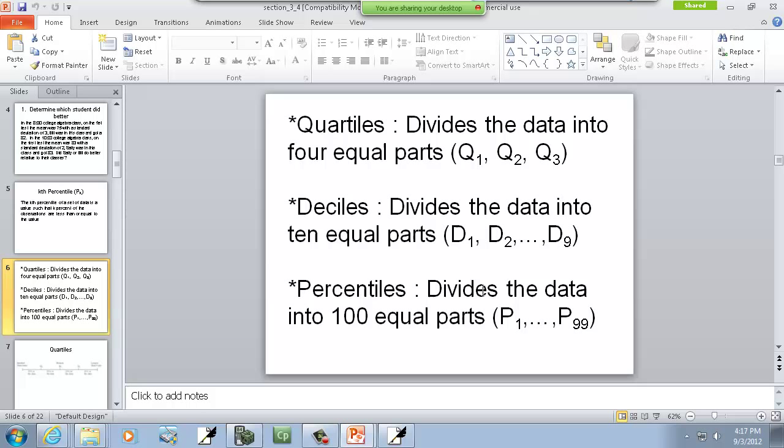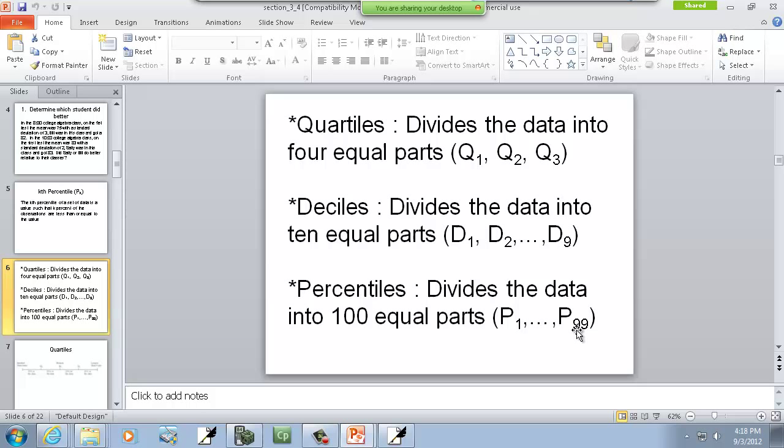Now we can divide things into percentiles, which we just talked about. That divides the data into 100 equal parts. We can also do quartiles. This divides the data into 4 equal parts. Or deciles, which divide the data into 10 equal parts. Now I notice for quartiles, it goes from Q1 to Q3. And for deciles, it goes from D1 to D9. Now percentiles here, I have P1 through P99.